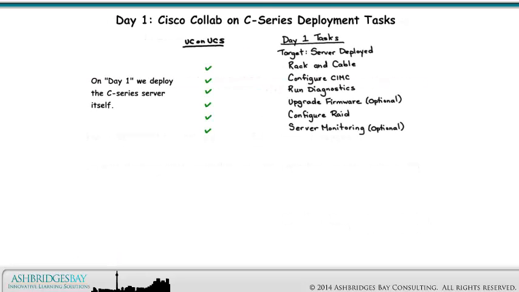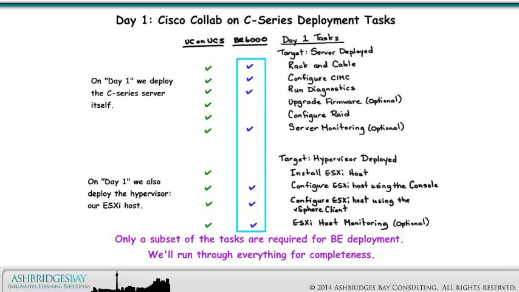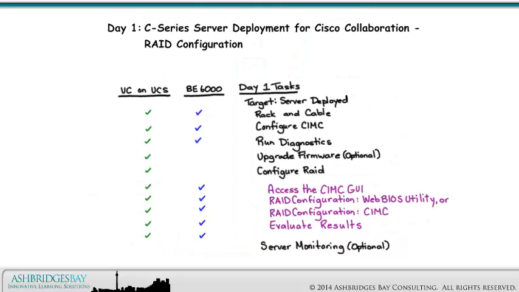Here are the Day 1 tasks for Cisco Collab on C-Series. On Day 1, we deploy the C-Series server itself. On Day 1, we also deploy the hypervisor, our ESXi host. Only a subset of the tasks are required for BE deployment. We'll run through everything for UC on C-Series. Once RAID has been configured, you can either configure server monitoring or move on to install your ESXi host, the first step in ESXi host deployment.